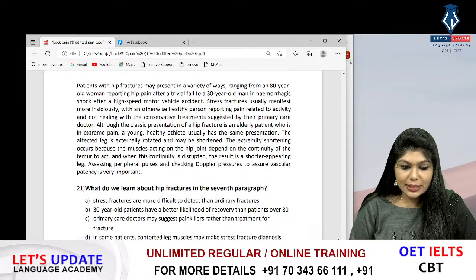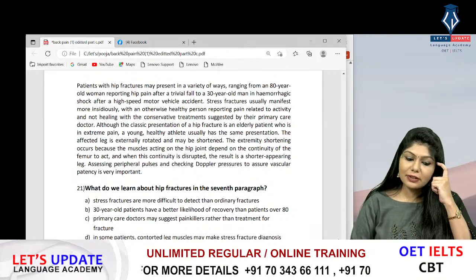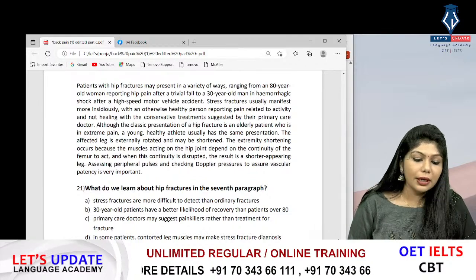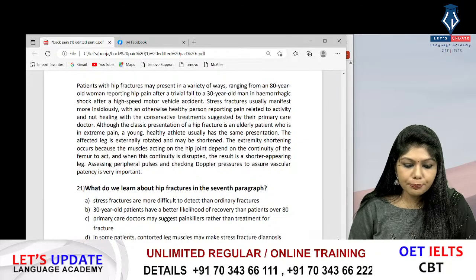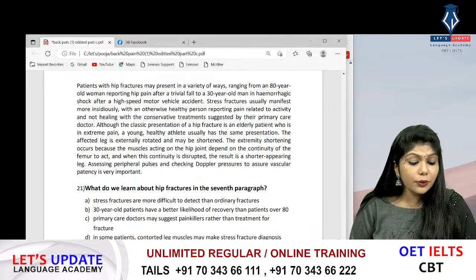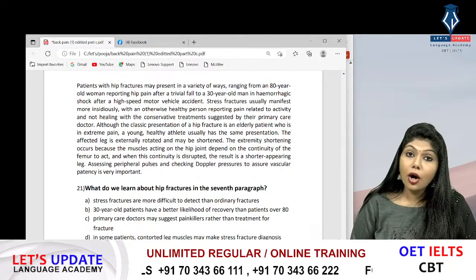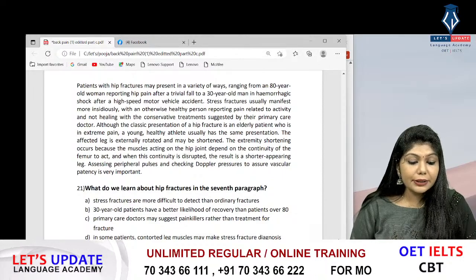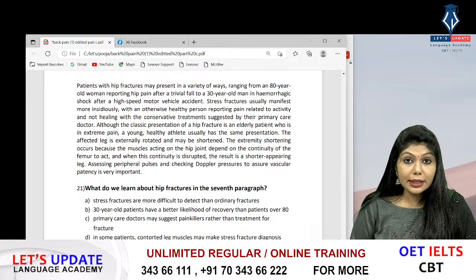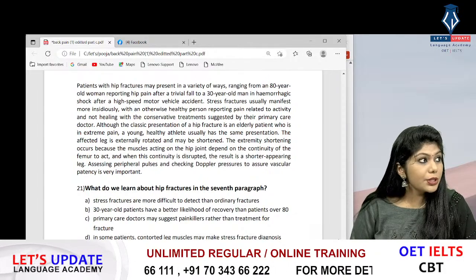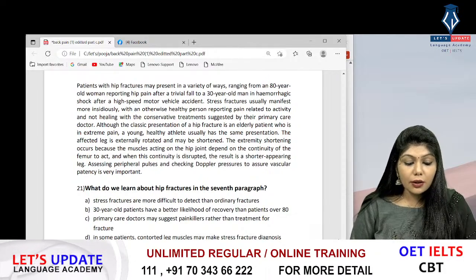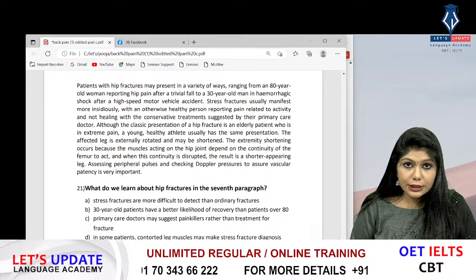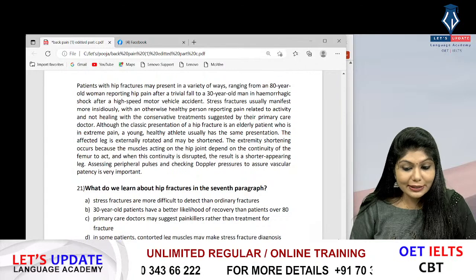So, the question is, what do we learn about hip fractures in the seventh paragraph? And the options are: A, stress fractures are more difficult to detect than ordinary fractures. Option B, 30-year-old patients have a better likelihood of recovery than patients over 80. Option C, primary care doctors may suggest painkillers rather than treatment for fracture. And option D, in some patients, contorted leg muscles may make stress fracture diagnosis more difficult. So, what do you think is the answer?